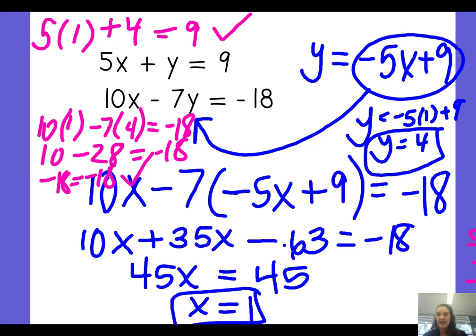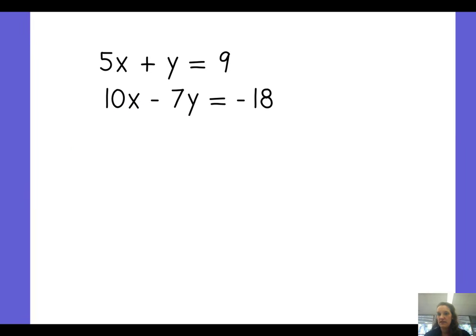Another method, same problem, different method. So that was substitution. This is elimination. Elimination means that you're going to try and get one of your variables to cancel out. So I notice I have a 5x and a 10x, and if I wanted to eliminate my x's, I need them to have the same coefficient but opposite signs.